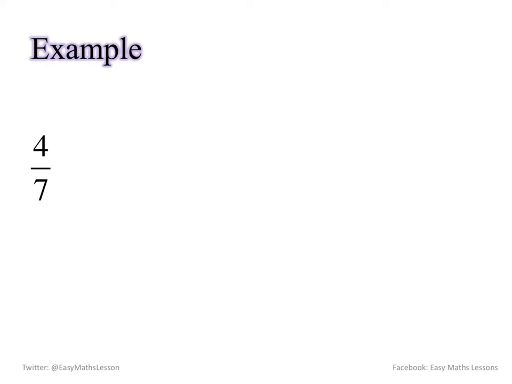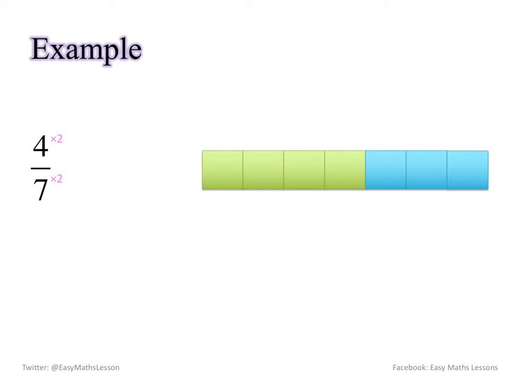Let's have a look at this one. I've got 4/7. And 4/7, if I've got my diagram here again, so I've got 7 little boxes in here, and I've highlighted 4 of them. Now I'm going to split each of them into 2. And when I do this, you'll see that I now have not 7, but 14 boxes of equal size. And 4 of them, 4/7, is now actually 8/14, because I had to times everything by 2. So 4/7 is exactly the same as 8/14.